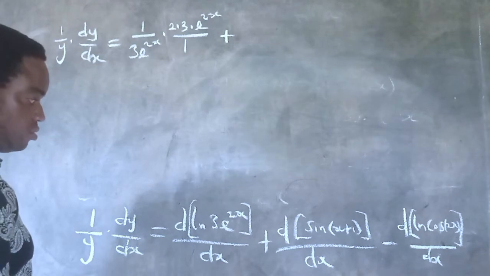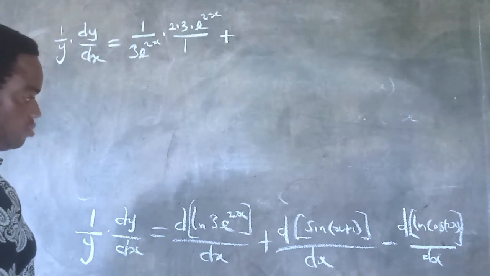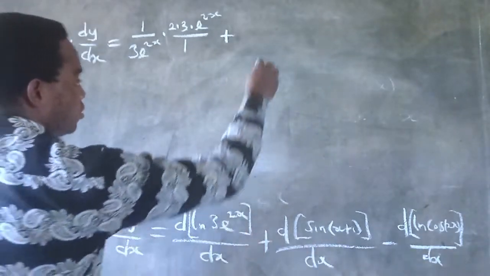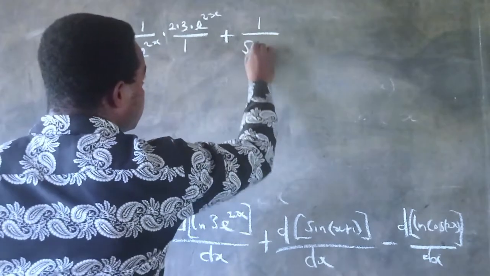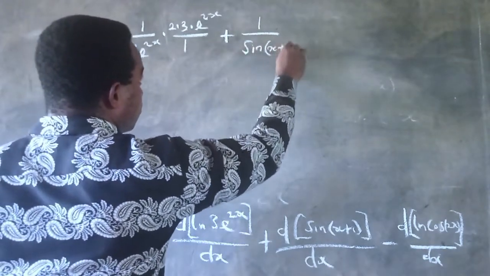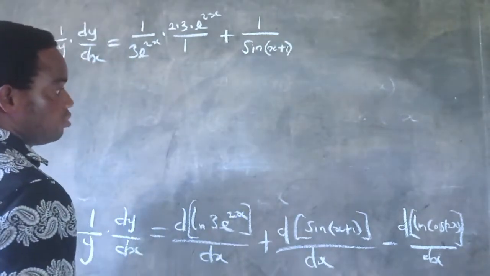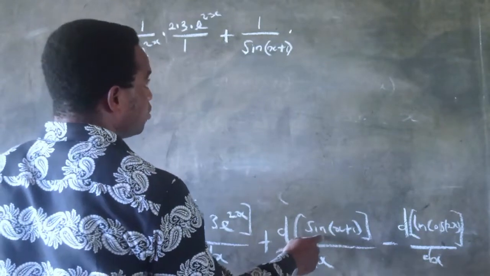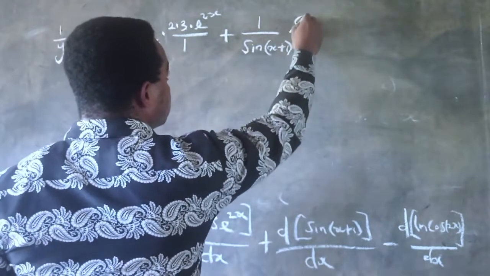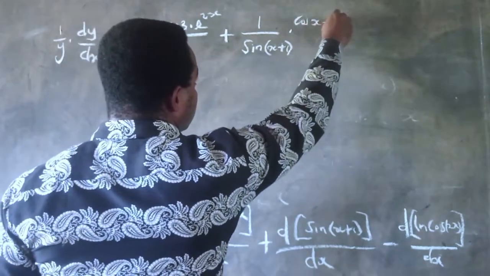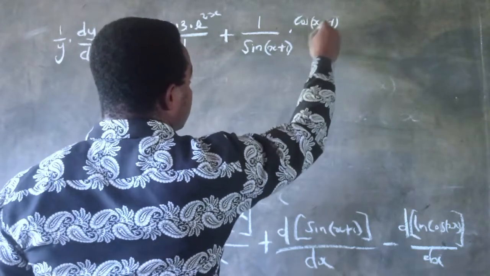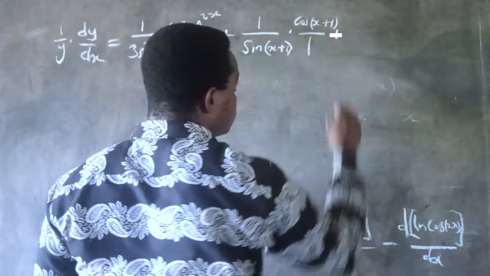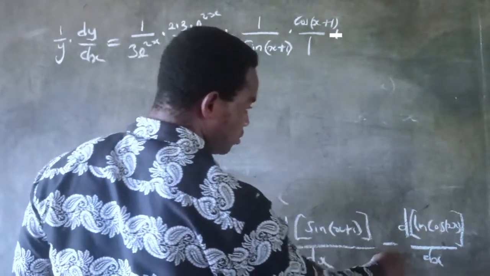So plus, we have the ln of sine x plus 1. So that's another chain rule problem. So we have 1 all over sine x plus 1. So we are going to multiply that by the derivative of sine x plus 1, which is cos x plus 1, and multiplied by 1, which should be cos x plus 1.